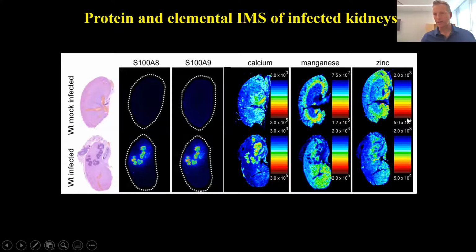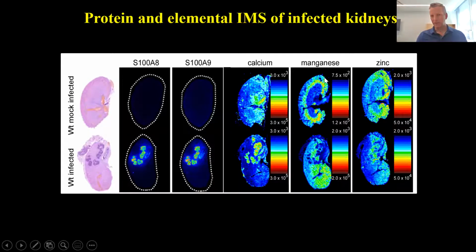And here we're looking at calcium, manganese, and zinc in these experiments. And I just want to draw your attention to three things. The first is that calcium is an outstanding marker of the tissue abscess. We have hundreds of images now, and everywhere we see an abscess, we see large amounts of calcium. We think that's probably because of the robust infiltration of calcium-rich immune cells to the site of infection.